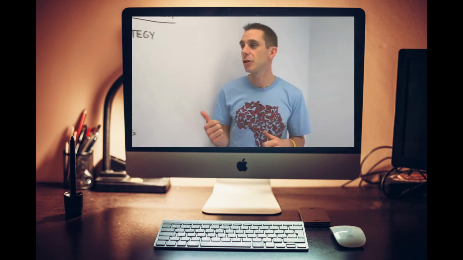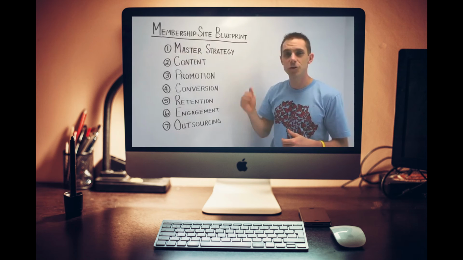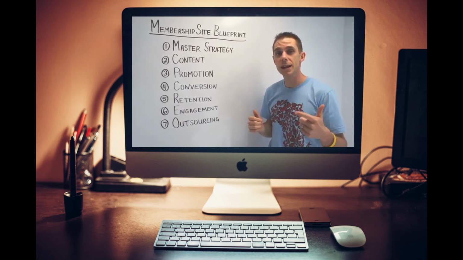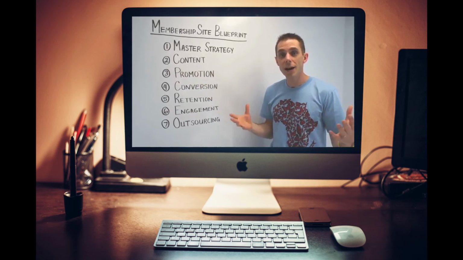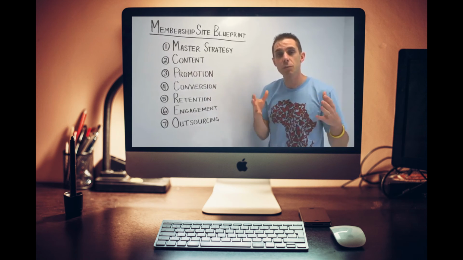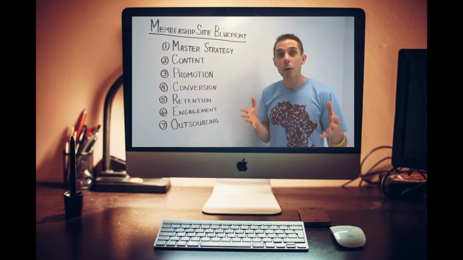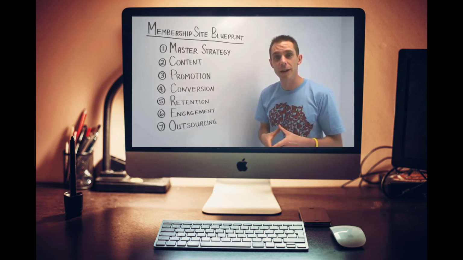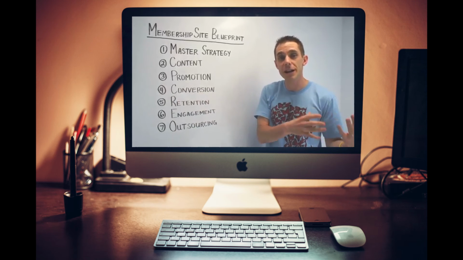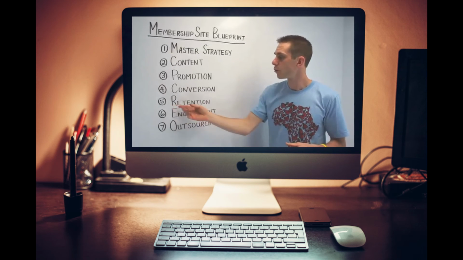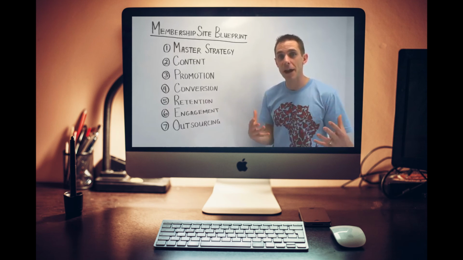So, coming back here to quickly recap, your membership site blueprint consists of your master strategy. Who are you targeting? What are you selling them? And how are you going to get them to your site? Your content strategy. What content is most appealing to that market? What problems and challenges are you going to help solve? Your promotion strategy. How are you going to get people to the site in the first place? Your conversion strategy. How are you going to take those people from people that are interested to paying members? Retention. Once they are paying members, how are you going to keep them paying members month after month?